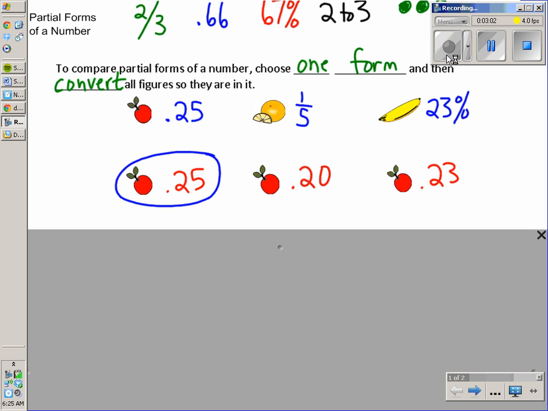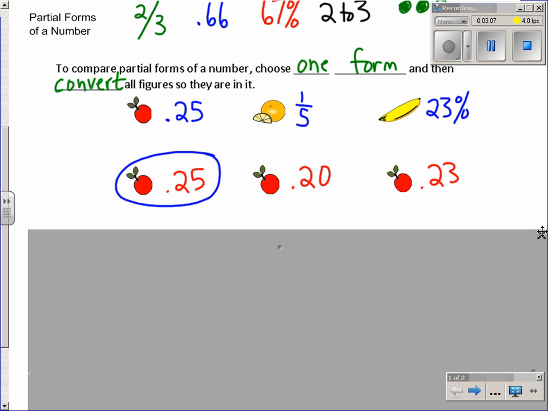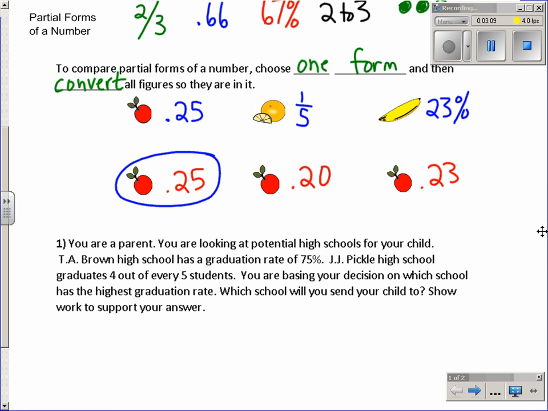Alright, so now that we know what to do when we're given different partial forms of a number and we're asked to compare them, let's go ahead and practice and do some problems together. Number 1 says you are a parent. You're looking at potential high schools for your child. T.A. Brown High School has a graduation rate of 75%. J.J. Pickle High School graduates 4 out of every 5 students. You're going to base your decision on which school has the highest graduation rate. Keywords there. So we're going to look for which one has the highest. Which school will you send your child to? Show work to support your answer.